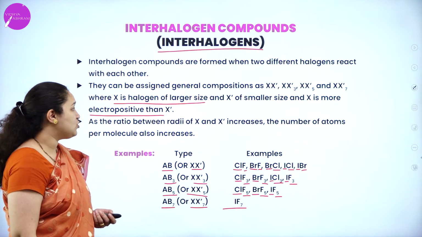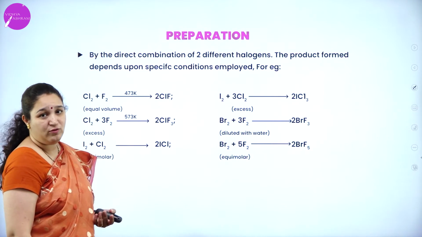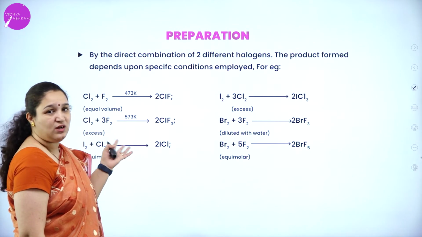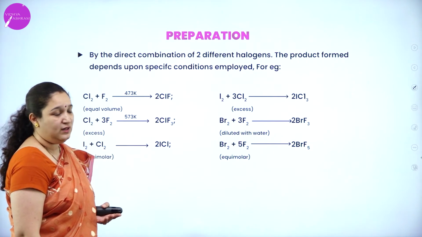So we'll see about the preparation of interhalogen compounds. There are several methods of preparation. A small change in the conditions will give you a different interhalogen.